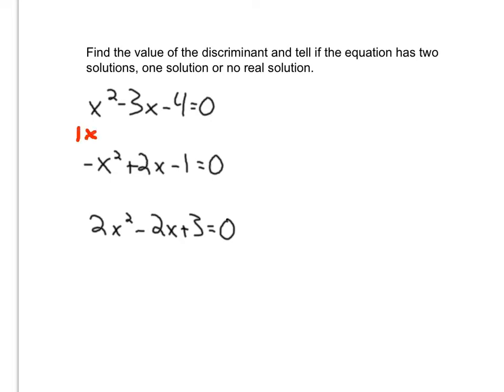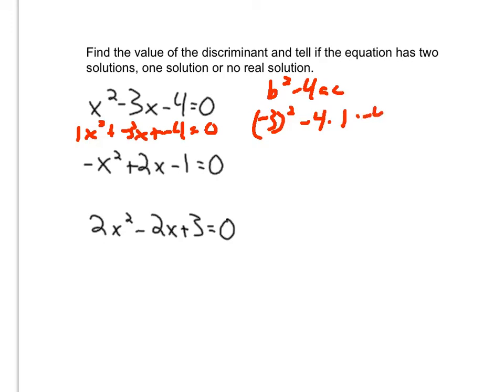So this is 1x squared plus negative 3x plus negative 4 equals 0. Alright, so when we do b squared minus 4ac, I'm going to have negative 3 squared minus 4 times my a times my c. Well, negative 3 squared, negative 3 times negative 3, that's 9, minus 4 times 1 is 4, times negative 4 is negative 16, and 9 minus negative 16 is 25.